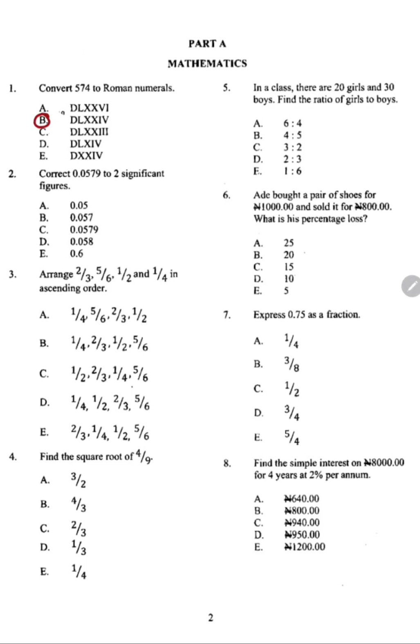Okay, so now we move to number 2. Number 2 says correct 0.0579 to two significant figures. When we talk about significant figures, we are talking about numbers. So the first 0 here and this second 0 are not that important. The first number that I can work with is this 5 here, then this 7. So these are the two significant figures that I have.